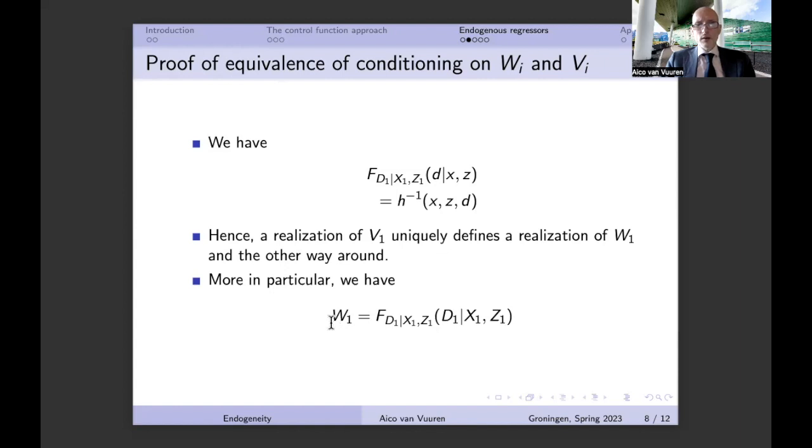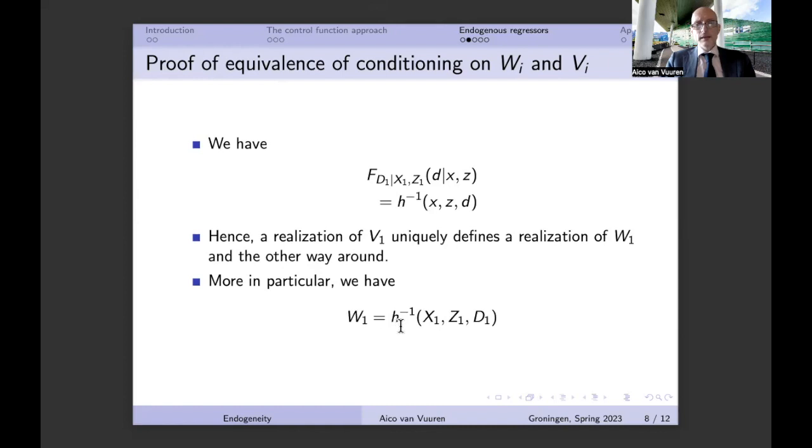Well, that's going to help us to look at our control function. We do already know that our control function is equal to w1, which is equal to the distribution function of d1, conditional on x1 and z1. Well, that's exactly the same as what we have over here, of course. So the only thing that I need to get this thing over here is to replace the small x and z and d by the stochastic x1, z1, and d1. So therefore I can write it like this.